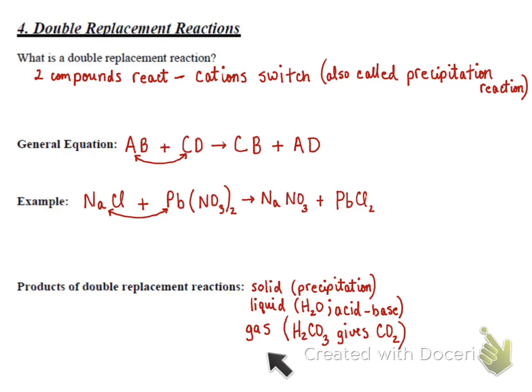The last type of product that you can make is a gas, and that's if you do a double replacement and you make hydrogen carbonate, which is H2CO3, and this falls apart to give CO2 and water. So in order for a double replacement to have a reaction, it has to form a solid, a liquid, or a gas.